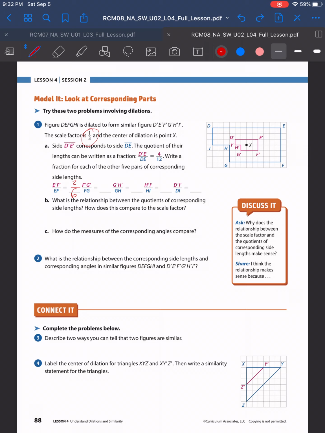Basically, what is the relationship between all of their quotients of their side lengths? What is the scale factor? Everything should be a third, okay? I should be able to take the prime divided by the original, and get a third. That is the scale factor. How do measures of the angles compare? The angles are congruent, okay? Corresponding angles are the same.